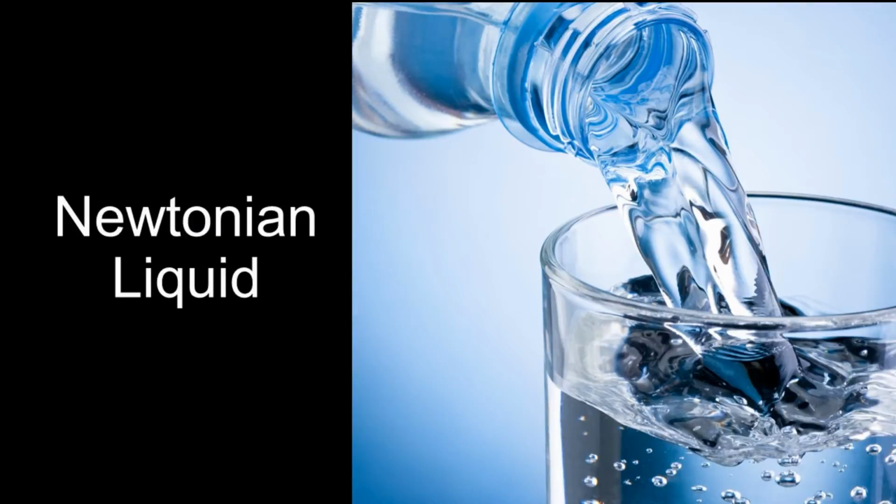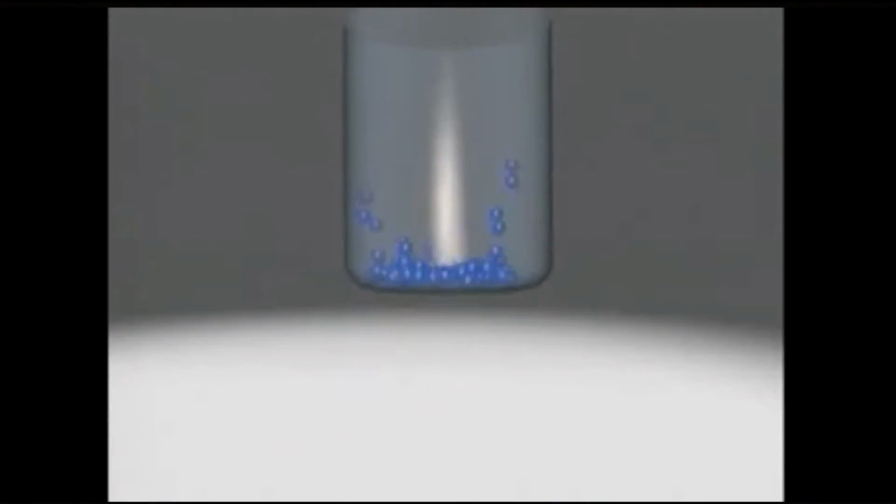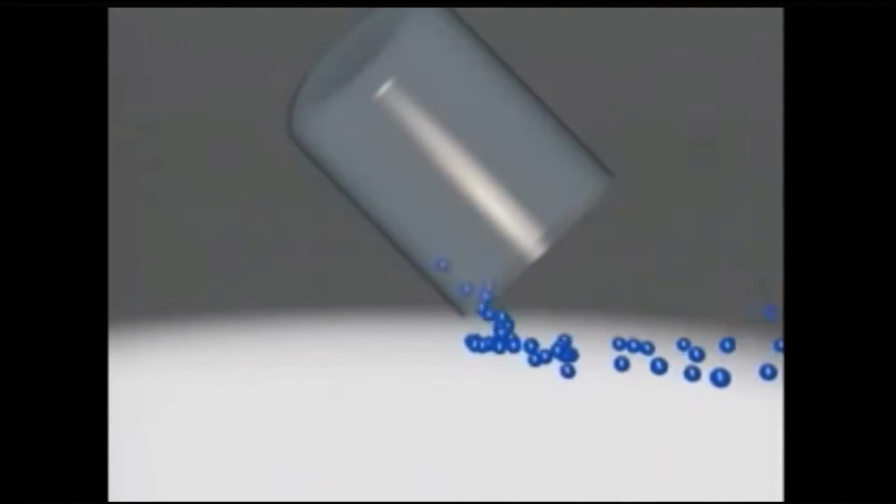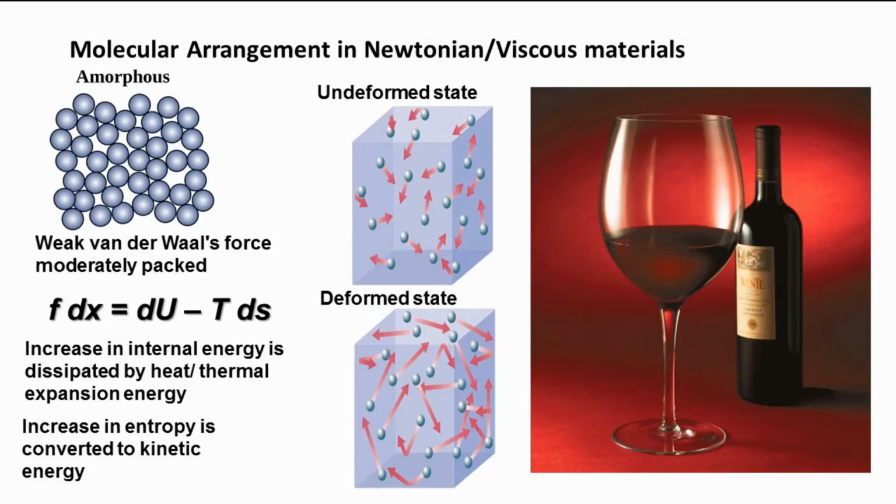In a Newtonian liquid, intermolecular interactions are very weak. As a result, the molecules are disordered and the material is said to be amorphous. Hence, it takes the shape of the container. When a force is applied to such a material, the molecules relax immediately and the excess energy is dissipated as heat or kinetic energy of the molecules, causing it to flow.